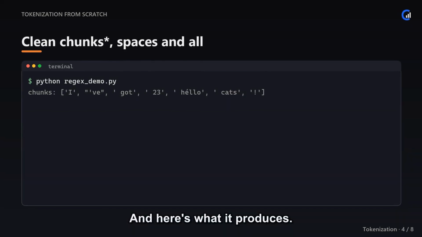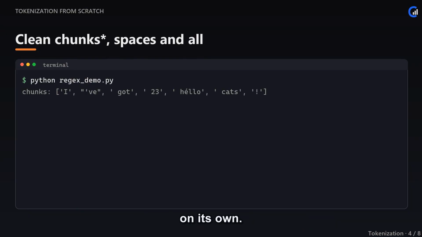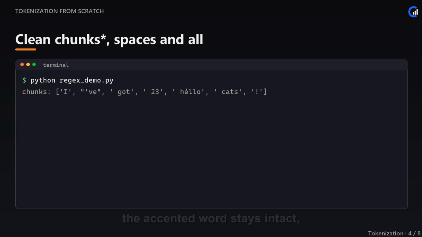And here's what it produces. The contraction 'm splits off on its own. Each word carries its leading space, so the token is space got, not got. That's how the model learns that words usually start after a space. The number 23 is its own chunk, the accented word stays intact, and the exclamation mark is separate. BPE will now run strictly inside each of these pieces.